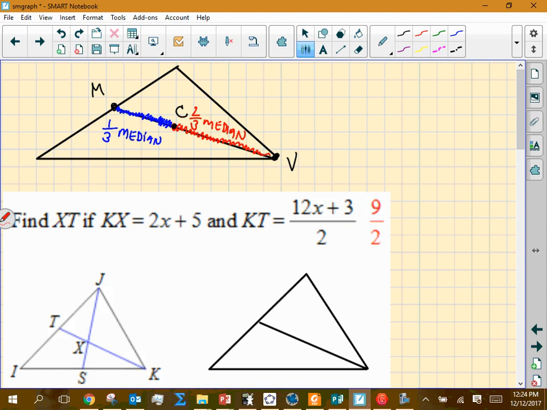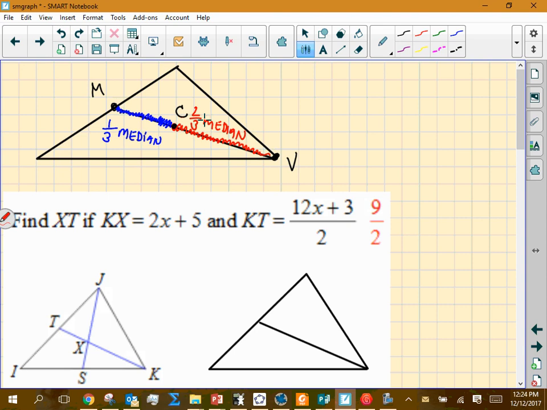It says find XT, if KX and KT are those two expressions. Now that 9/2, I cut and pasted too much. 9/2 is the solution here. When they give you this information, they're first going to give you that picture on the bottom left right there. And if you use that picture, it's fine. It's not a big deal.